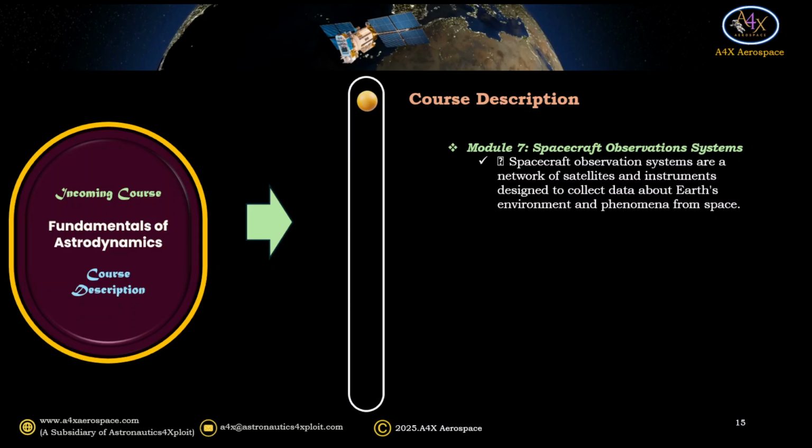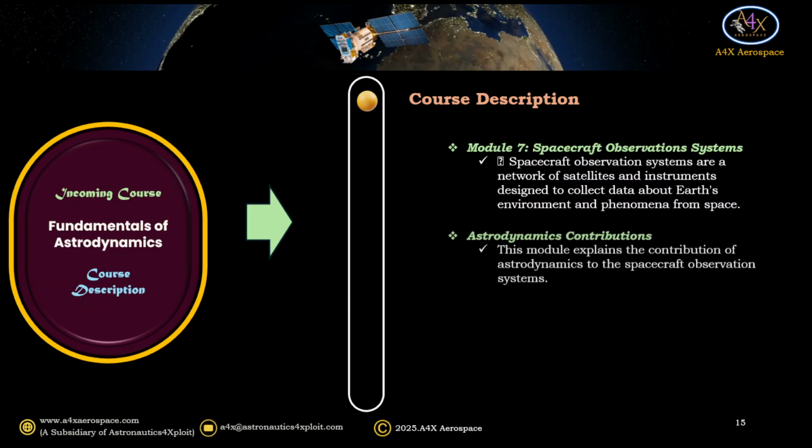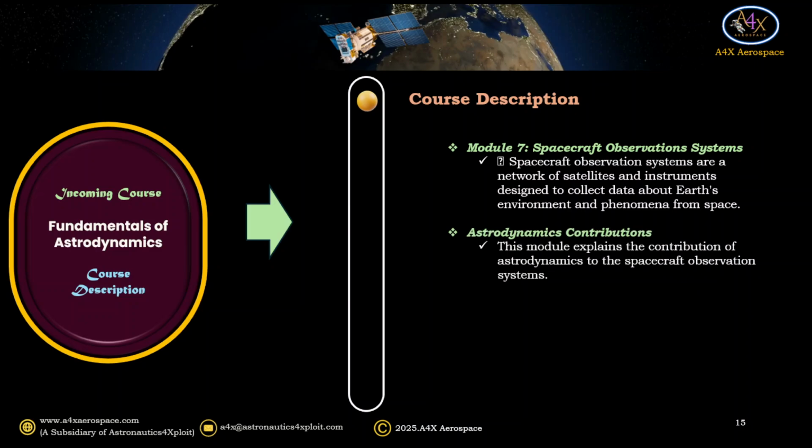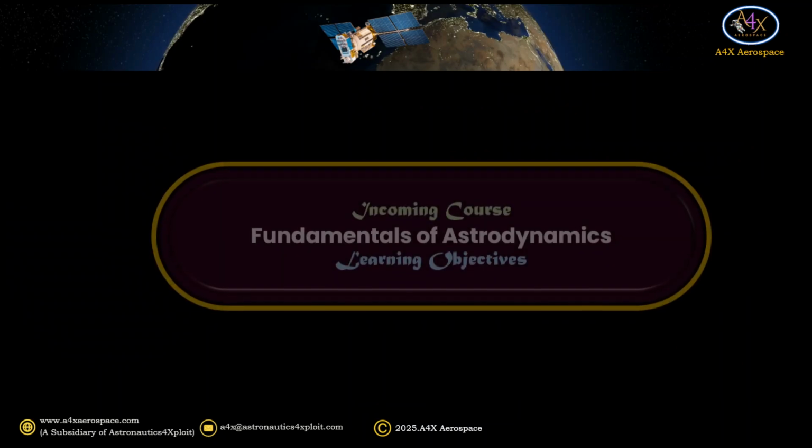are presented. Spacecraft observation systems are a network of satellites and instruments designed to collect data about Earth's environment and phenomena from space. This module explains the contribution of astrodynamics to spacecraft observation systems, to determine the orbital position and velocity of a celestial body as a function of time.